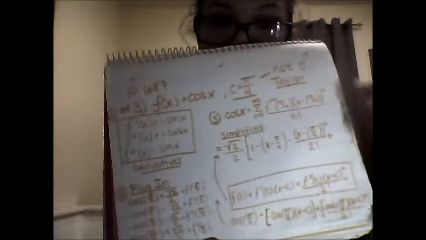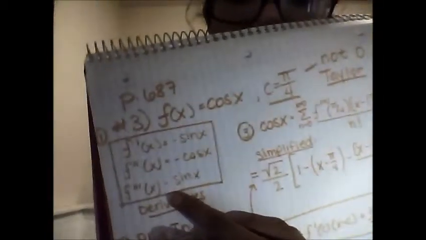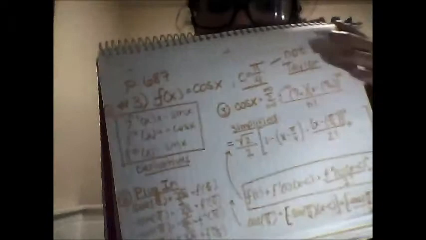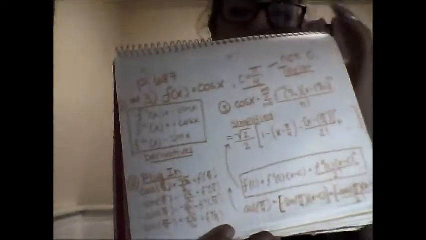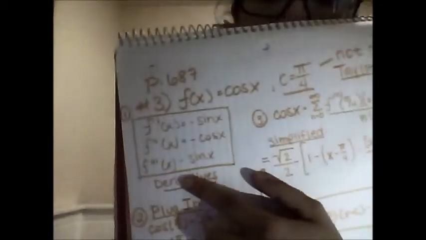So what I did first was I made this little chart right here. This chart was all the derivatives, or at least the first 3 derivatives, of cosine x, just because we know that we're going to use that when we actually start. I like to make a little chart so that I can keep track of my derivatives.